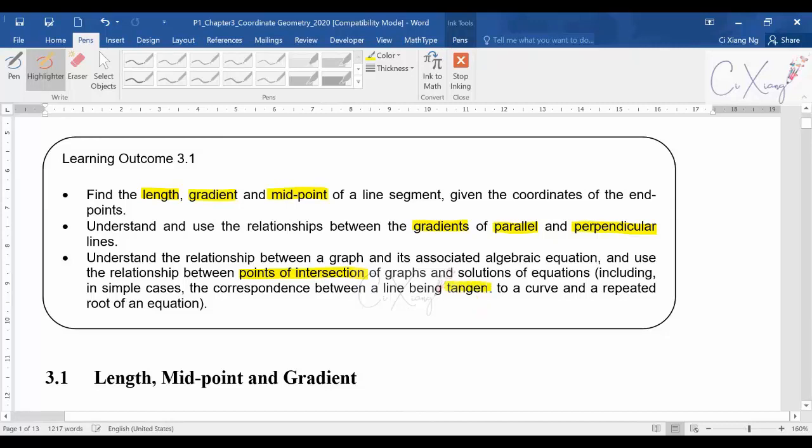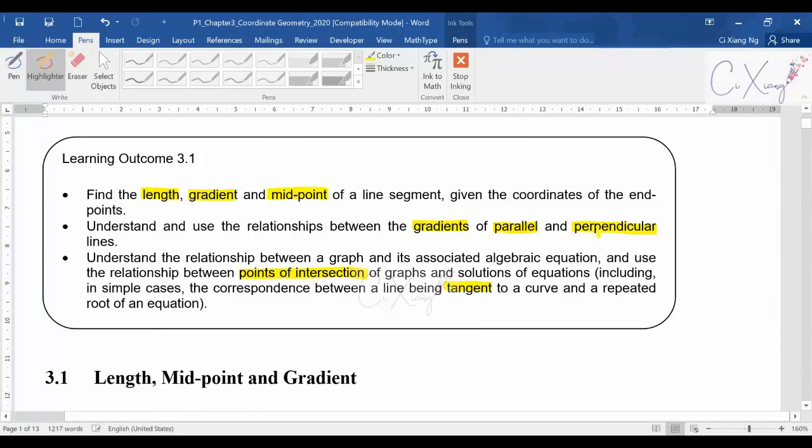This one you learned before already, like when a line is a tangent to a curve, or when the line has two intersection points with a curve and so on. You learned this in chapter 1 before. So for now the basics are: you need to know the length, gradient, midpoint, and then the parallel gradient and also the perpendicular gradient.